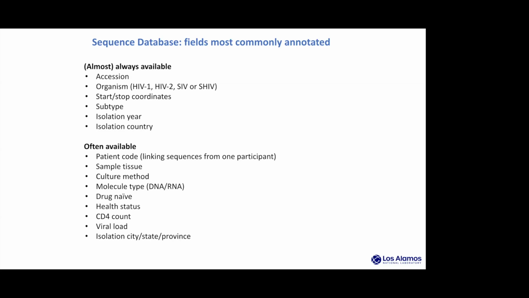We almost always have those for the vast majority of sequences in the database. But there's also a lot else that's often available. We do our best to link multiple sequences from a single patient under a patient code. That's useful in a variety of ways. If you're looking for a whole set of sequences from a single participant, you can do that easily. And if you're looking at diversity, you can avoid looking at those big sets from a single patient. Sample tissue, culture method, and the health and drug treatment status of the patient are often annotated, but certainly not universally.